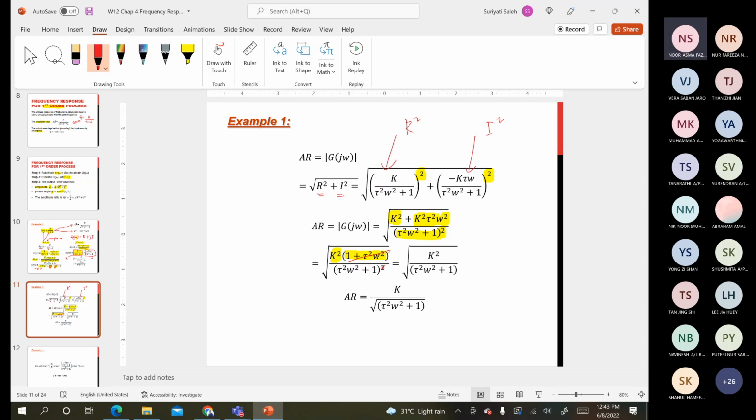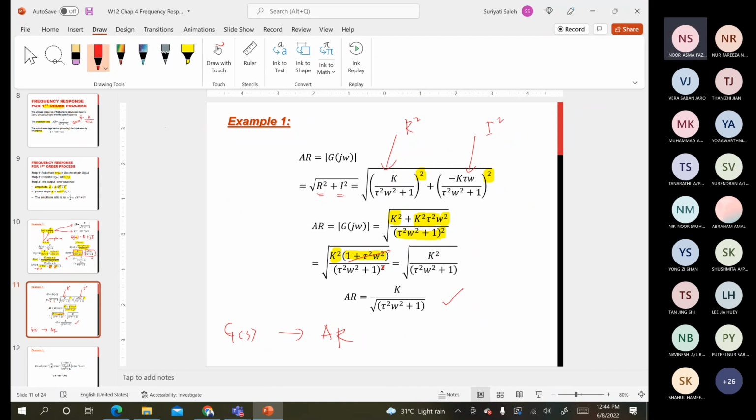Lastly, you get square root of K square over tau square w square plus 1. In the end, the square root of K square gives the original K again, over the square root of tau square w square plus 1. So this is how you can get the transfer function G(s) into the amplitude ratio. This is the derivation procedure of how to get the amplitude ratio.